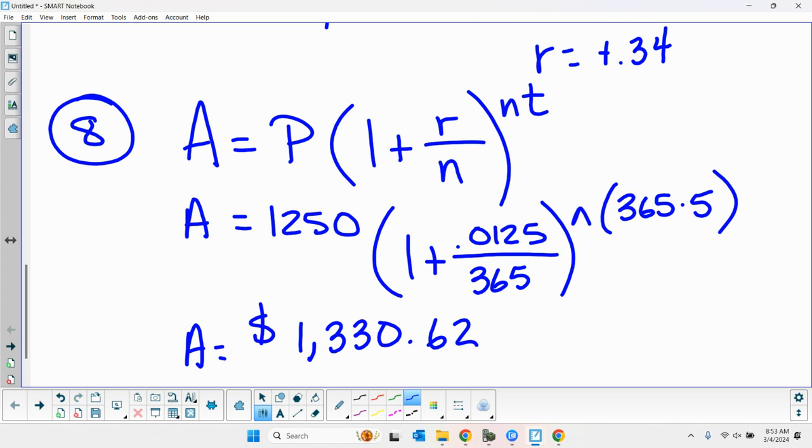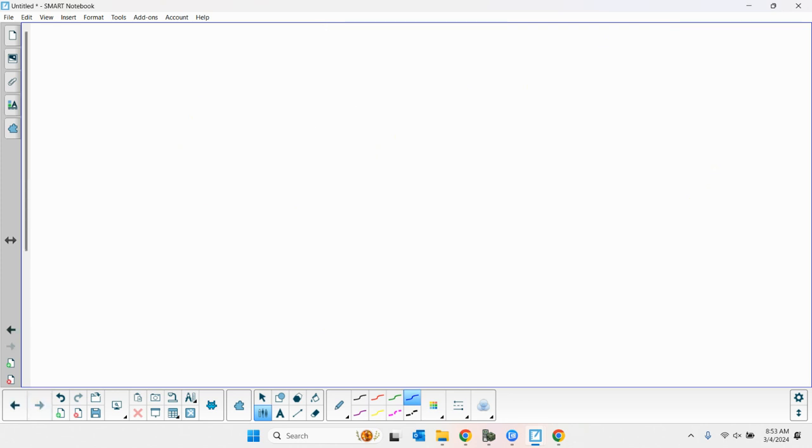Okay, let's turn it over. Number 1 says an initial investment of $10,000 grows at 11% per year. Write a function that represents the value of the investment after T years and how much money will be in the account after 15 years. Okay? So this wasn't compound. It didn't say compound interest. So this is the basic one. And I gave you the formula up there.